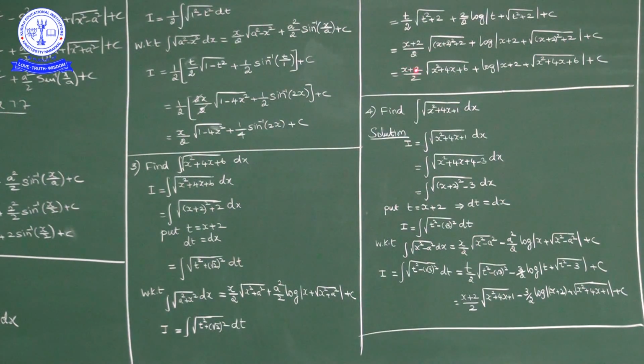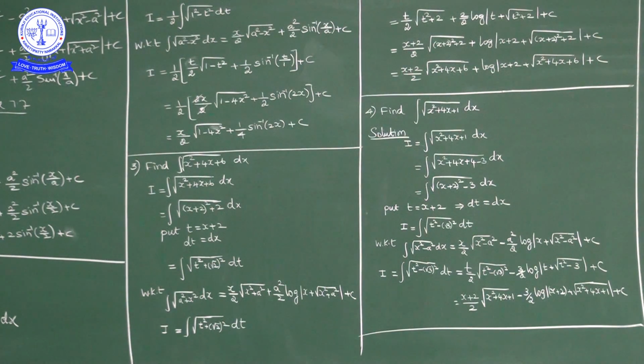X plus 2 by 2 into square root of x square plus 4x plus 6 plus log mod x plus 2 plus square root of x square plus 4x plus 6 plus c.